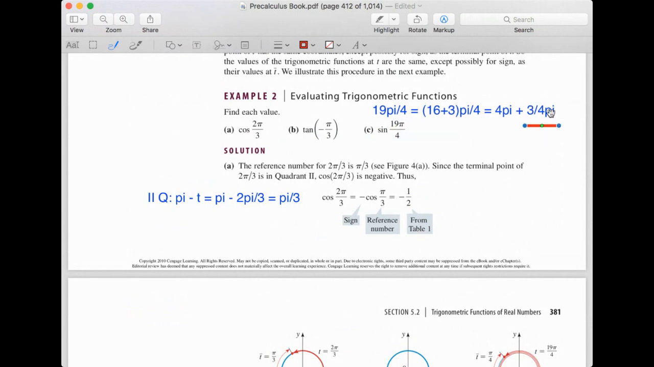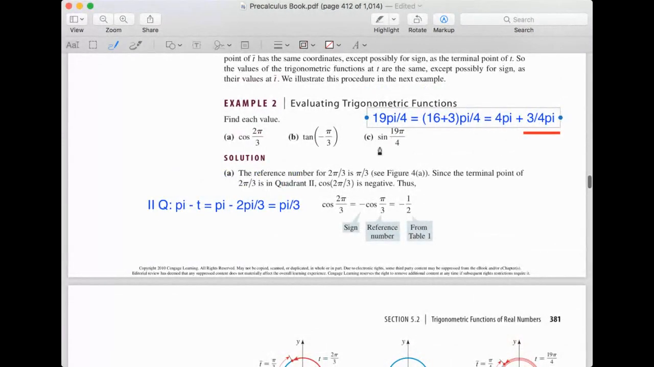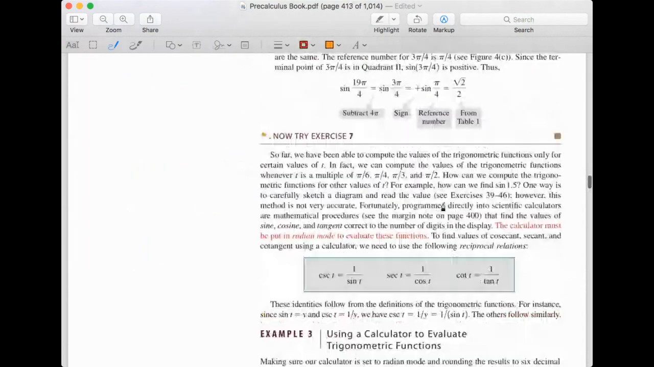Then 3 over 4 pi is in the second quadrant, and we want to find the sine value. In the second quadrant, sine is positive. But what is its reference angle? Its reference angle is pi minus 3 over 4 pi, which is 1 over 4 pi. Right? So that means this equals the sine of pi over 4, which is root 2 over 2.